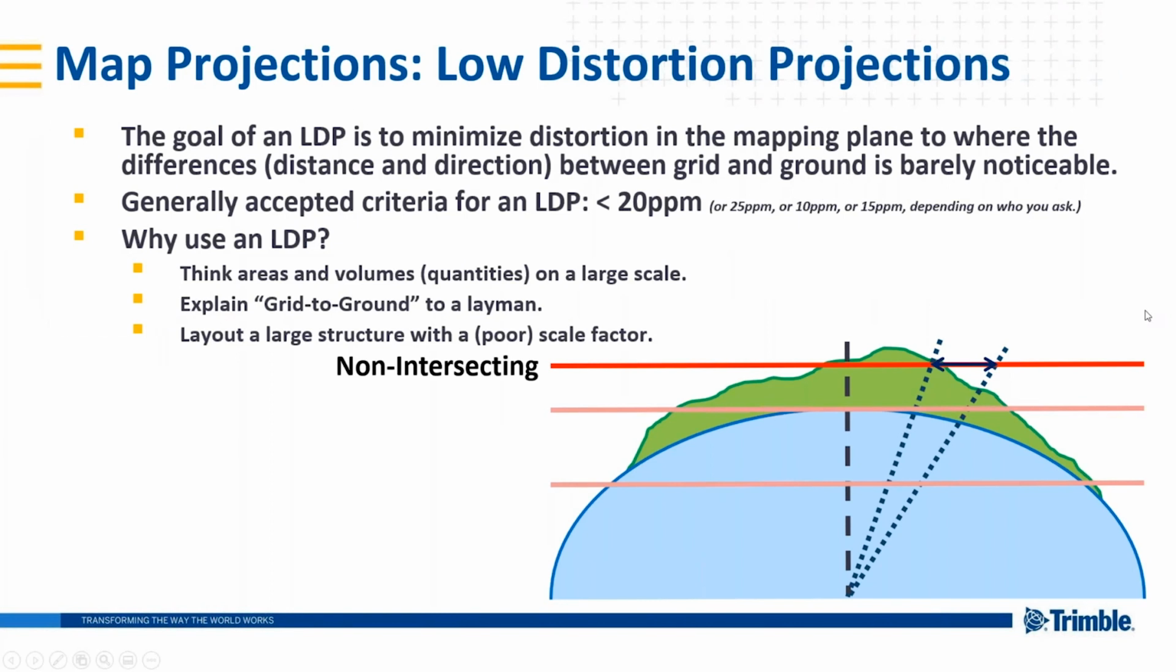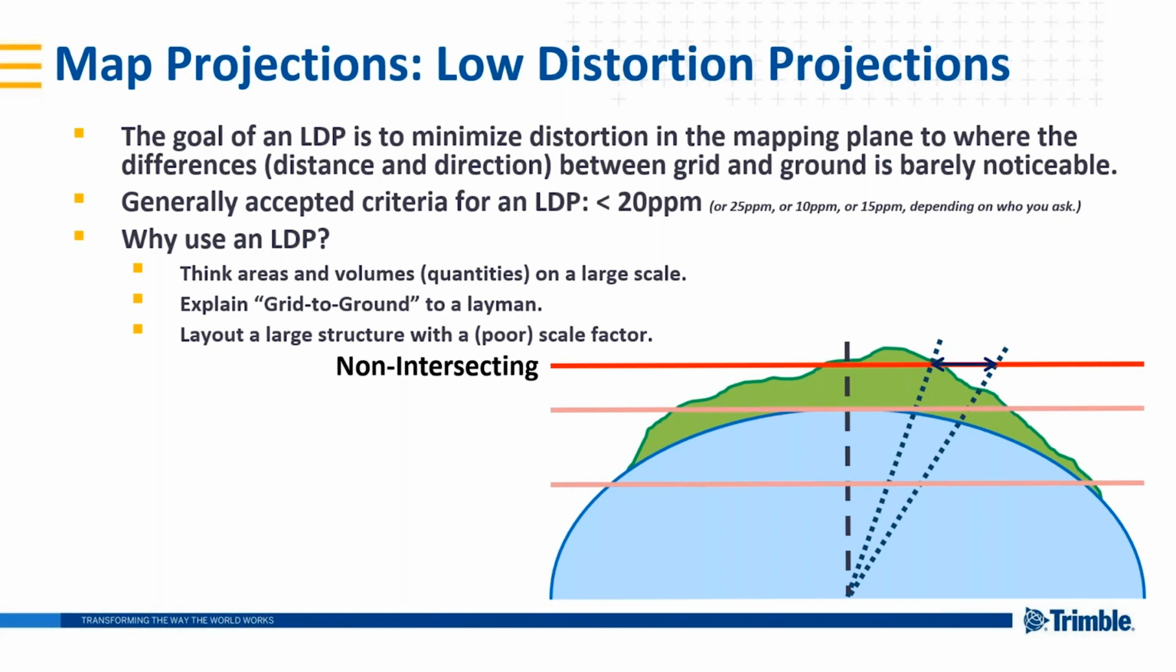So moving on, really where this whole power hour idea came in was when I got asked to create a library of the low distortion projections that we use here in Alaska for the Alaska DOT. The main purpose of a low distortion projection is to minimize distortion in the mapping plane to where the difference in distance and direction between grid and ground are barely noticeable.